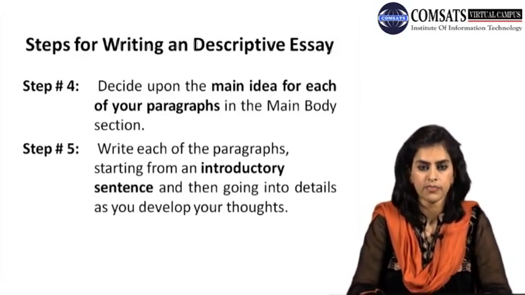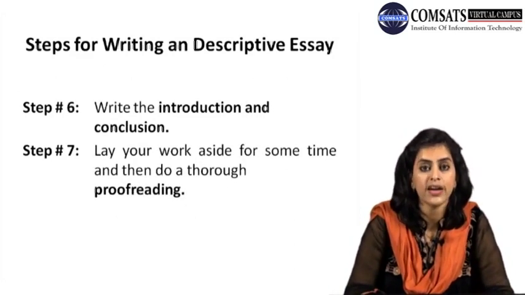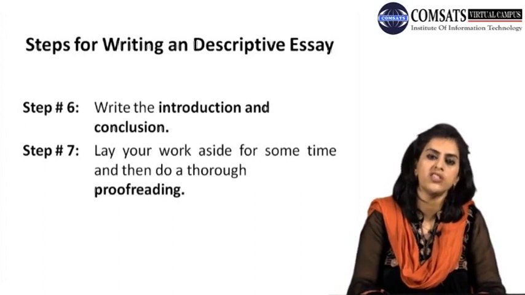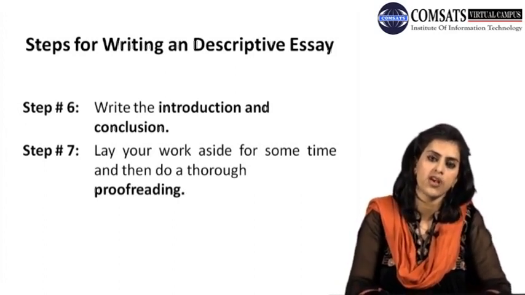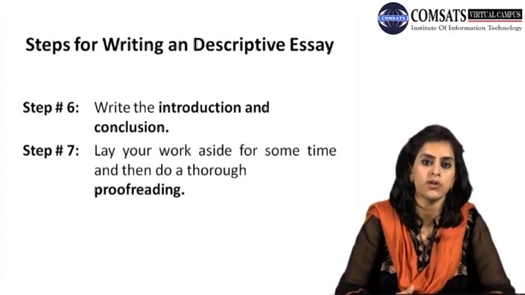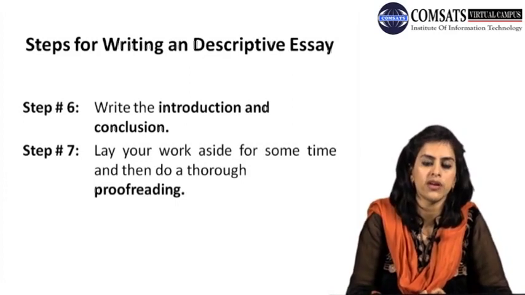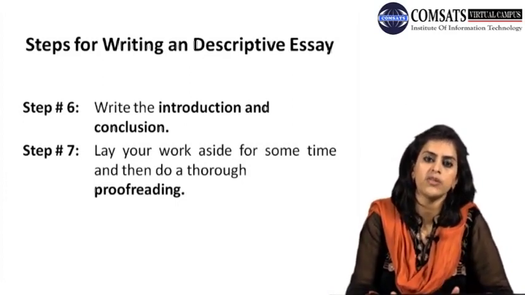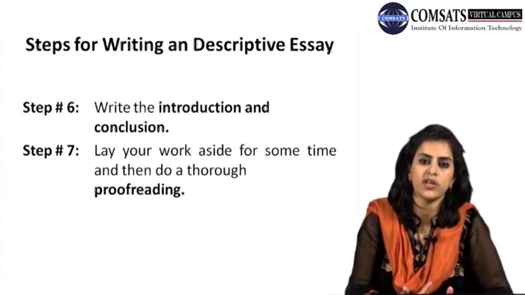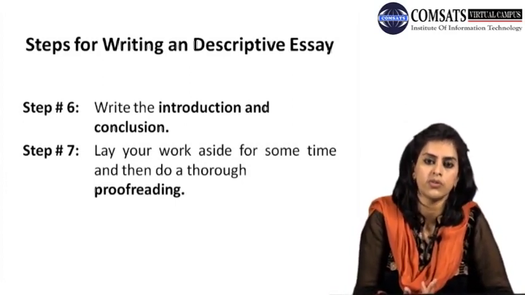So this is how you are going to write each of the paragraphs in the format of a paragraph. Once you are done with that, your step number 6 would be to write the introduction and conclusion. Once you have written down the main body based on all the topics that you have selected for your essay, you are going to start writing your introduction and your conclusion. That would be the same way you enter any exhibition and then you have an exit from that exhibition. So this is how you are going to do that.